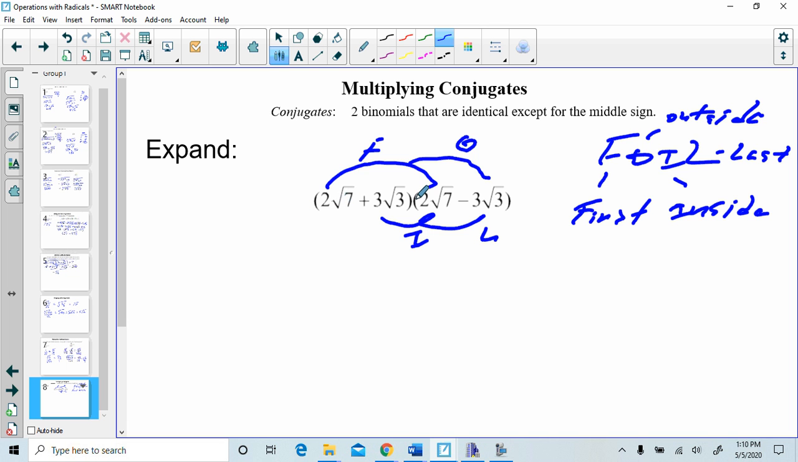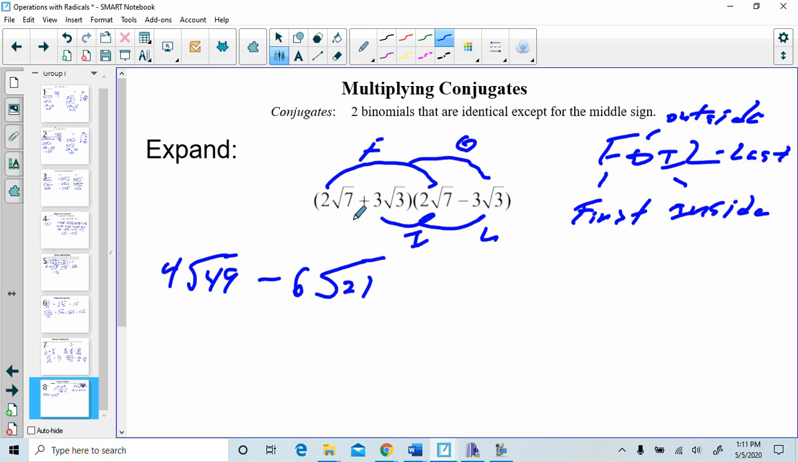So we're going 2 times 2, which is 4, and root 7 times root 7. I'll just write it out for what it looks like first, root 49. Then we're going to go 2 times a negative 3, which is negative 6. And then again, we have a root times a root. They're the same index, therefore we can multiply through. So we're going to go square root of 7 times 3. Okay, so that takes care of the first and the outside.